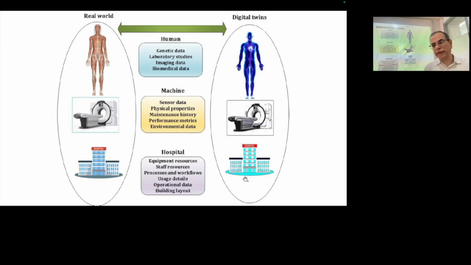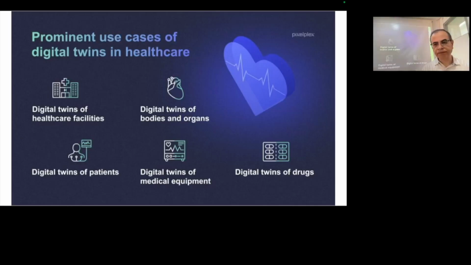Mainly, there are three types of digital twins. One is mainly mathematical modeling, or statistical modeling. The other one is physical, and the third one is the AI-based digital twins. We are working mainly on AI-based digital twins.